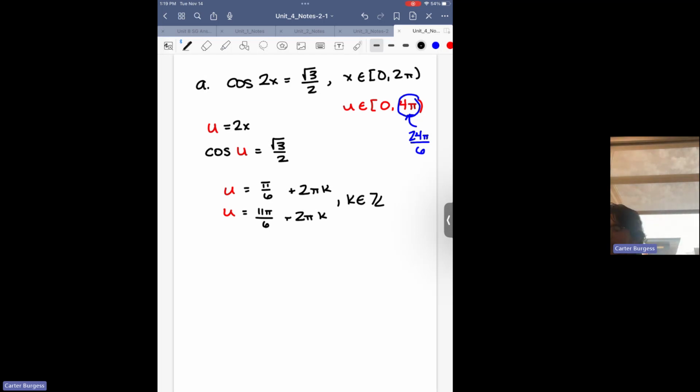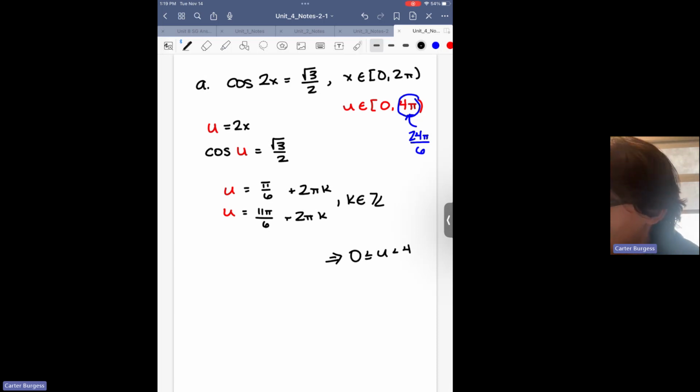I alluded to yesterday the fact that we could actually figure out some kind of boundary on k as well. It's not too terribly difficult. In particular, if u is between 0 and 4 pi, then we might be able to say something along the lines of 0 is less than or equal to u is less than, I'm going to write this actually as 24 pi over 6. Something like this.